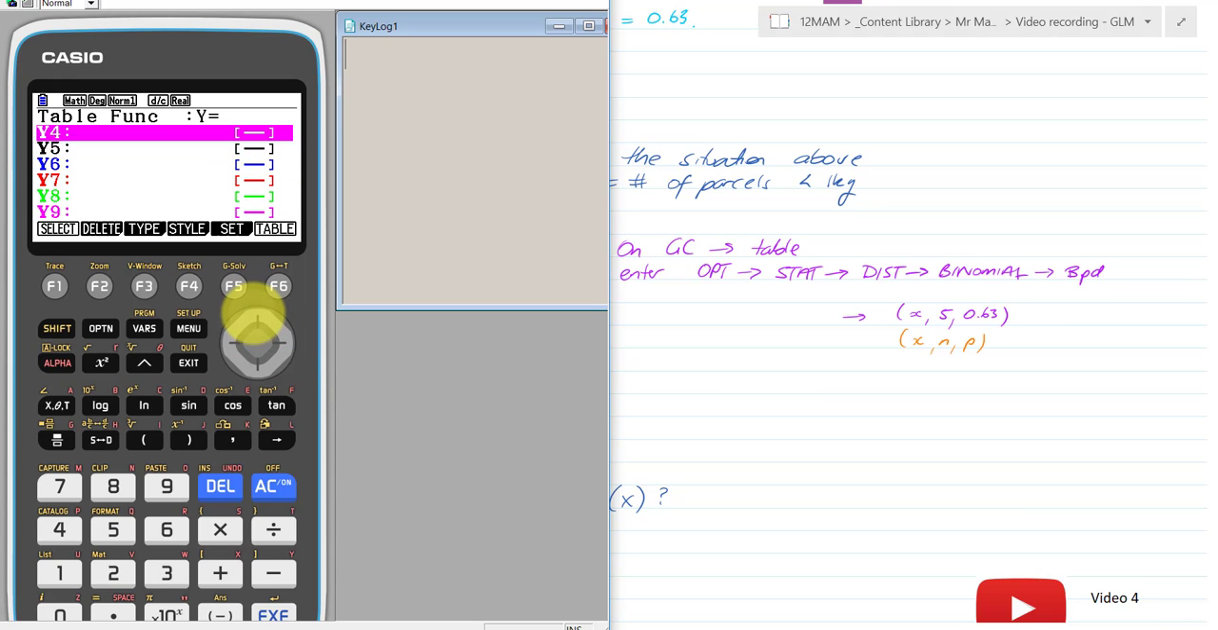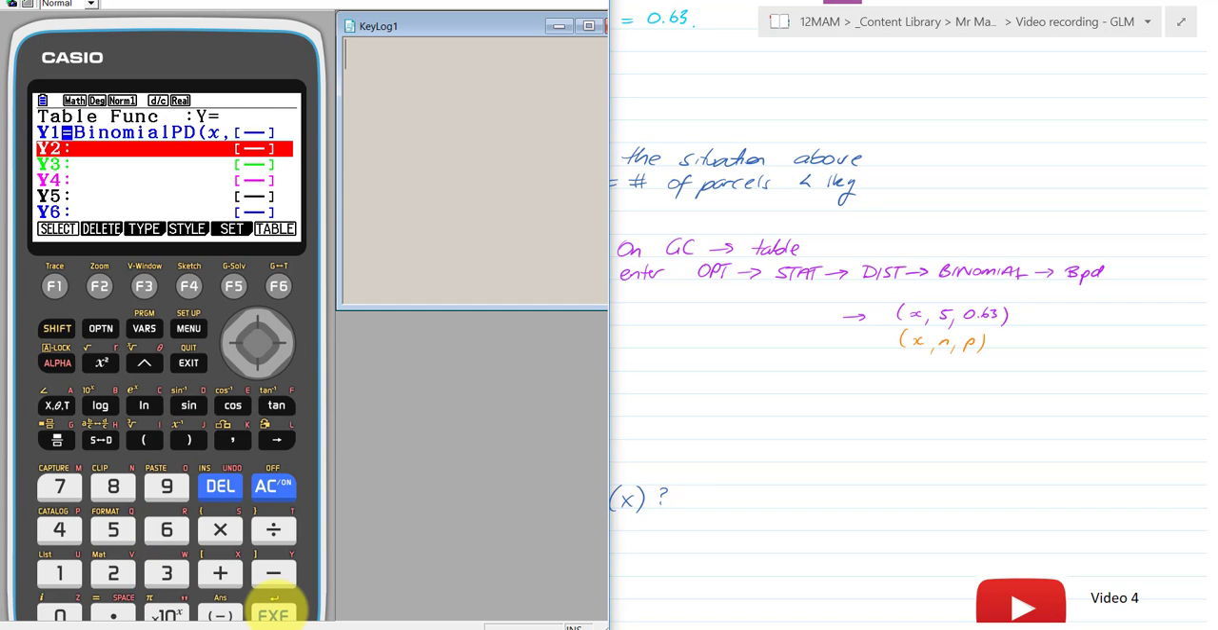There we go. Now I'll go up to Y1, and I'm going to put in the information that's provided here, which is to go into option, then stat, which is across, and F5, distribution, a binomial distribution, and I would like a BPD. In my BPD, I want X, which is going to represent my value in the table, chosen as part of a sample of 5, and I would like my probability of success to be 0.63. I'll close that bracket and press execute.